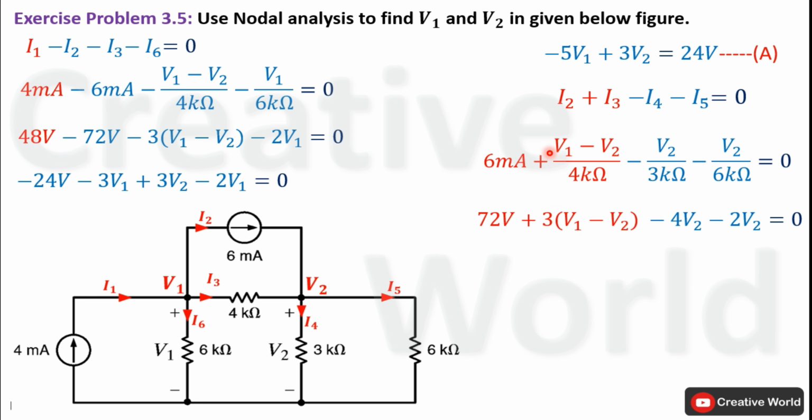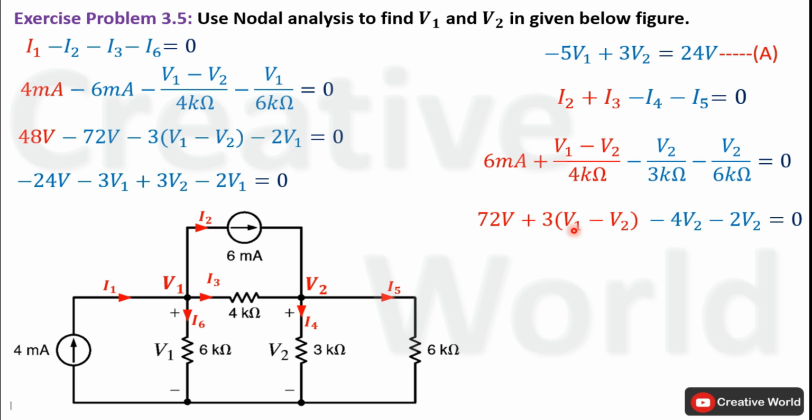Here product of 12 kilo ohm will cancel out with 4 kilo ohm in denominator, only 3 will be left. Here product of 12 kilo ohm will cancel out with 3 kilo ohm in denominator, only 4 will be left, and that 4 will be multiplied with V2, it will become 4V2. Same case will be here, product of 12 kilo ohm will cancel out with 6 kilo ohm in denominator, 2 will be left and that 2 will be multiplied with V2, it will become 2V2.